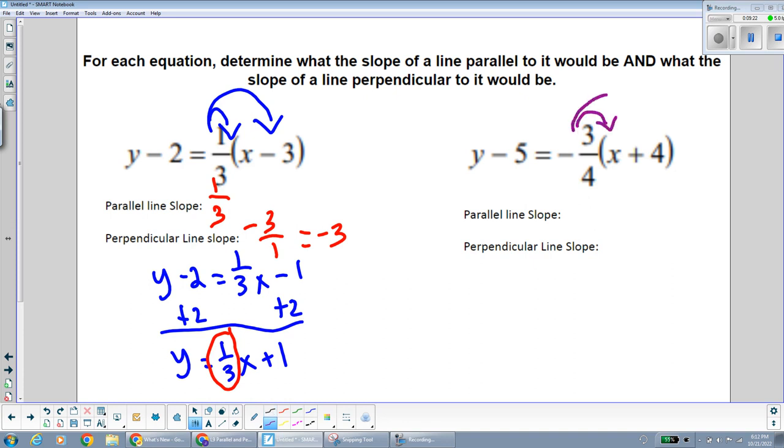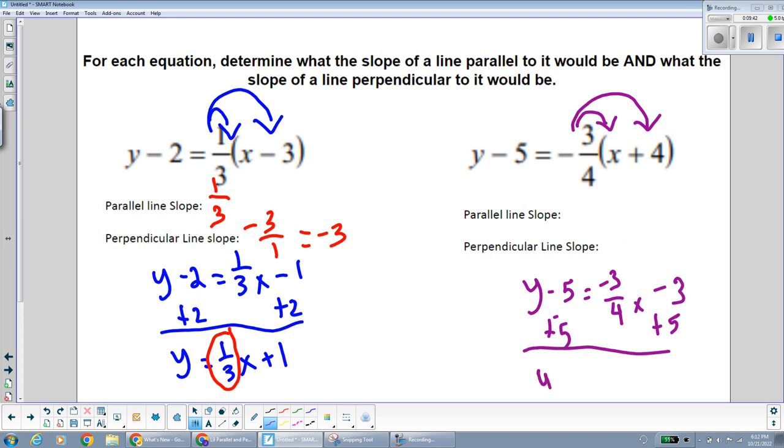Once again, I'm going to just distribute out. Minus, the 4's cancel out, so that's -3. And I can finish up by adding 5 to both sides. We see that the slope is -3 over 4.